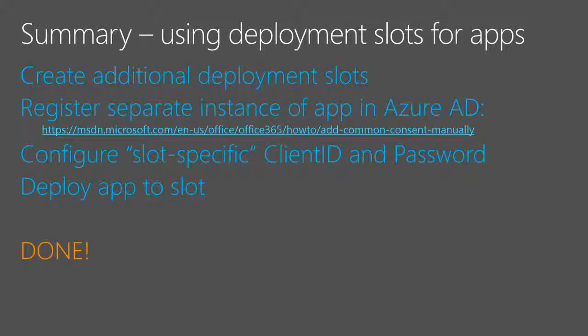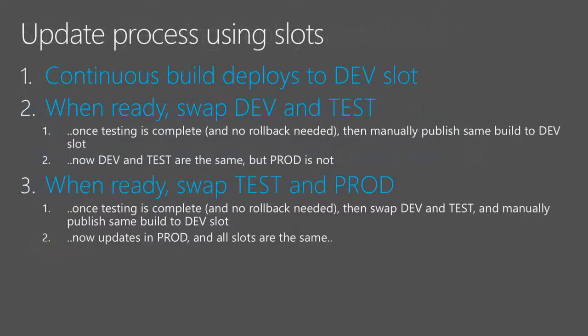So what we've done is we've basically created an additional deployment slot. We had to deal with this separate registration of the app in Azure Active Directory. That's the URL there if ever you need to reference the instructions for that. And we've done some slot-specific config so that the authentication works and our app is happy. And then we've deployed the app to the slot. Now, of course, what you need to think about is, all right, what if I don't need to roll back? What if I'm happy now, but now whatever is in the staging slot is kind of old and out of date? So what is the process for pushing the updates to that slot also?